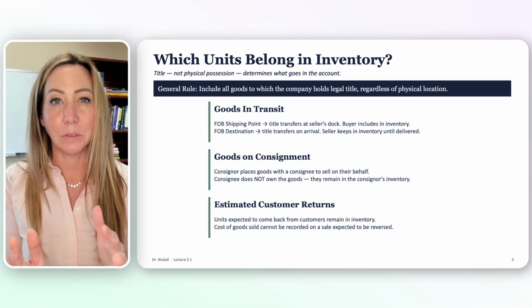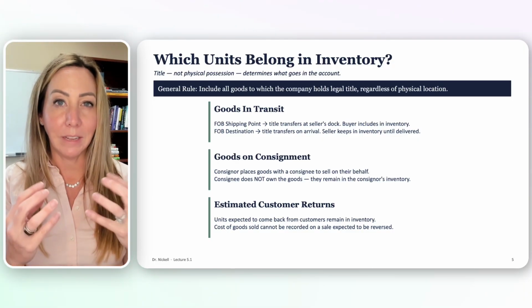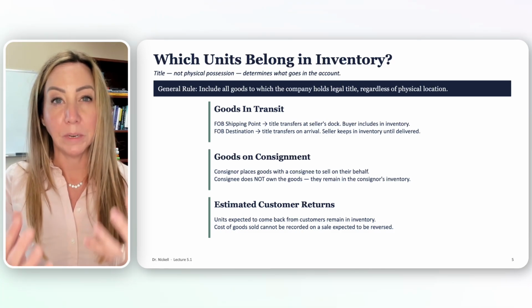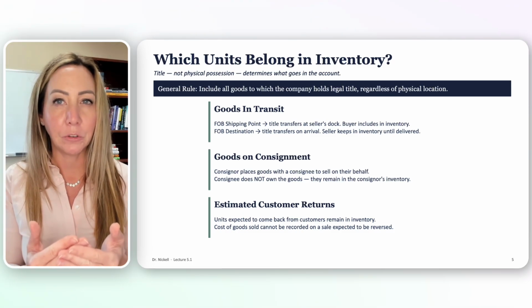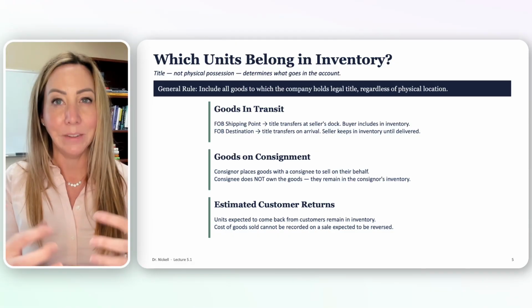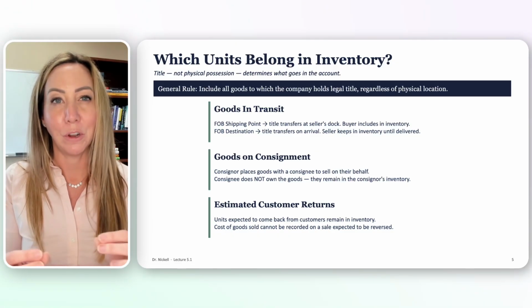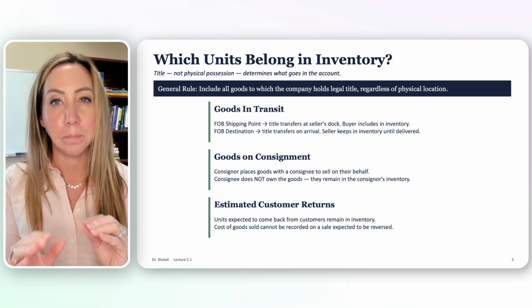This is easy to get backwards. Third, connecting back to our lesson in revenue recognition and potential for refunds, goods expected to be returned by customers should remain in inventory. If we've recorded an estimate of customer returns, those units are not truly sold yet. Their cost stays in inventory until the return period passes.